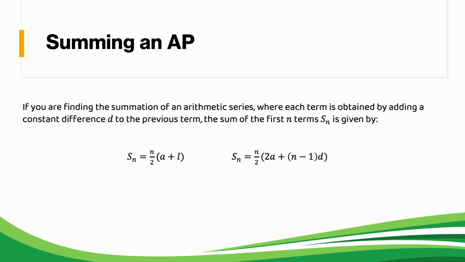For example, the formula on the left, Sn equals n on 2 times a plus l, is used when we know the last term of the sequence. This is because the variable l represents the last term, thus making it easier to calculate.